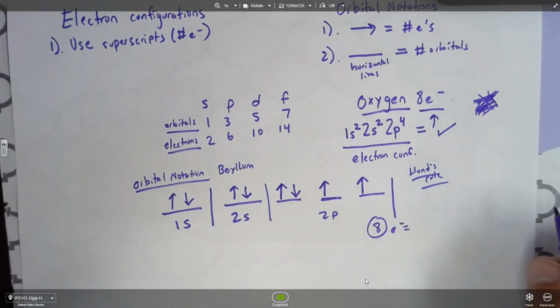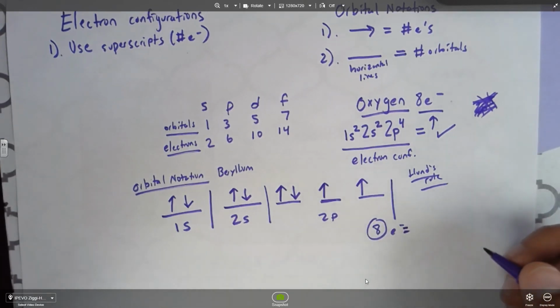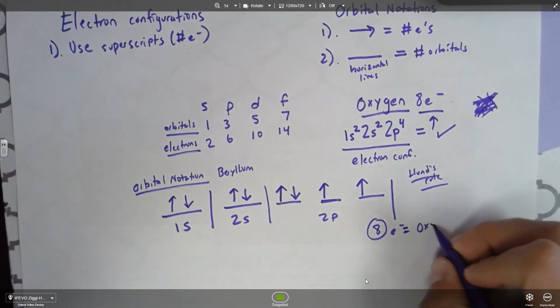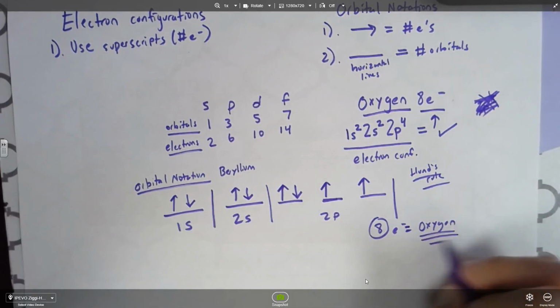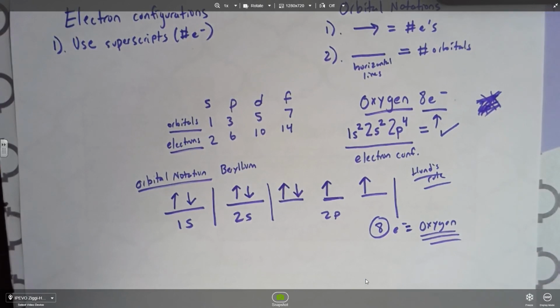That is the number of electrons oxygen has. Okay, so that is for oxygen.